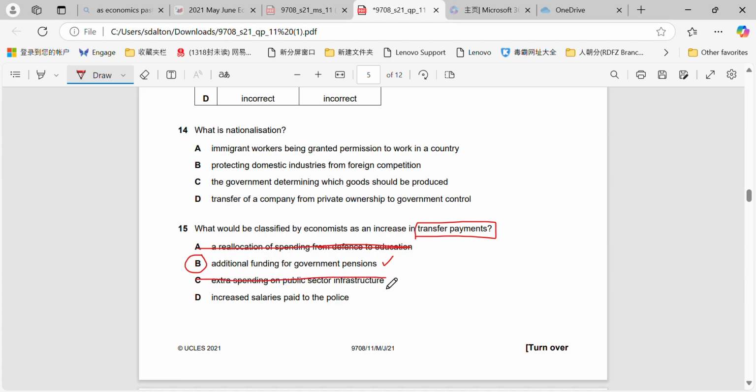Extra spending on public sector infrastructure would not be an increase in transfer payments, it would be an increase in capital expenditure by the government. Increased salaries paid to the police would be an example of current expenditure by the government, not an increase in transfer payments as well.